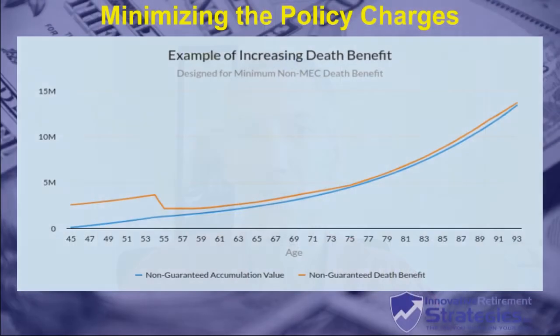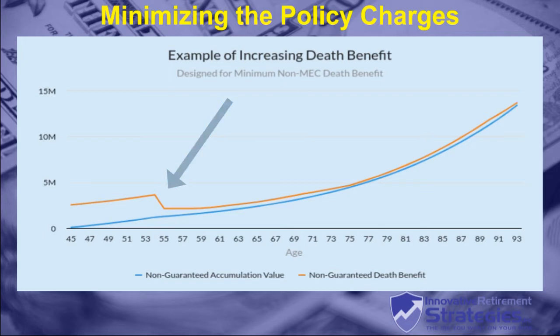And again, the graph doesn't show whether it's indexed universal life or whole life. This would be applicable in either case. You can see that at the point where the client wants to stop making premium payments, 10 years into the policy, you can see the large reduction in the death benefit at that point.